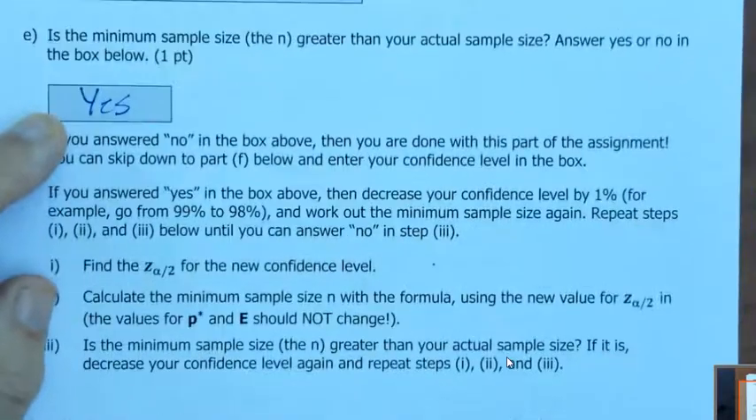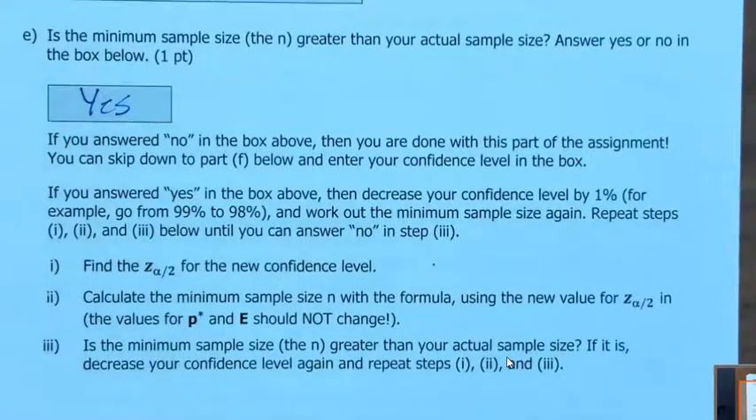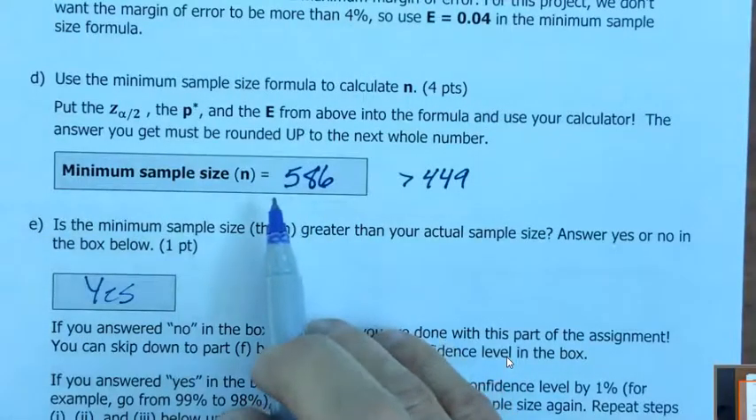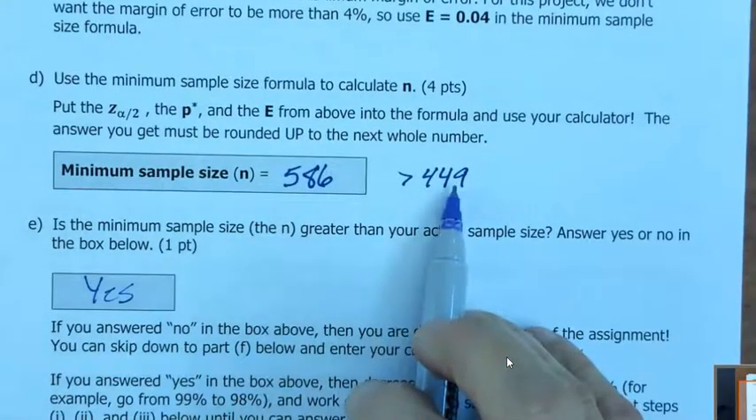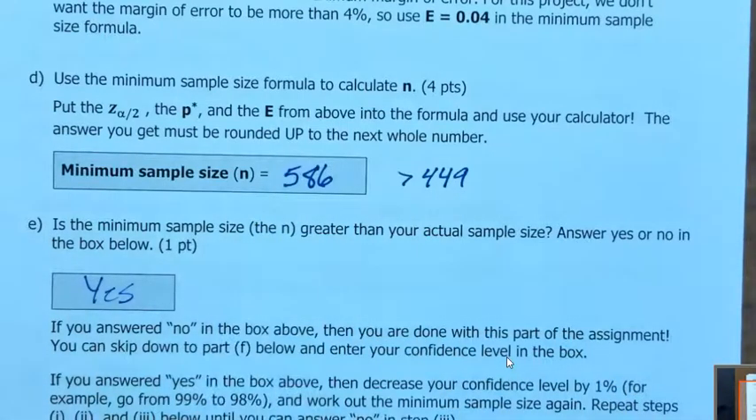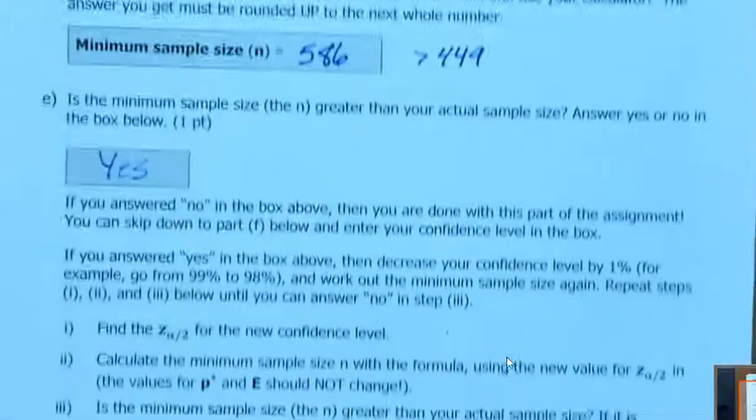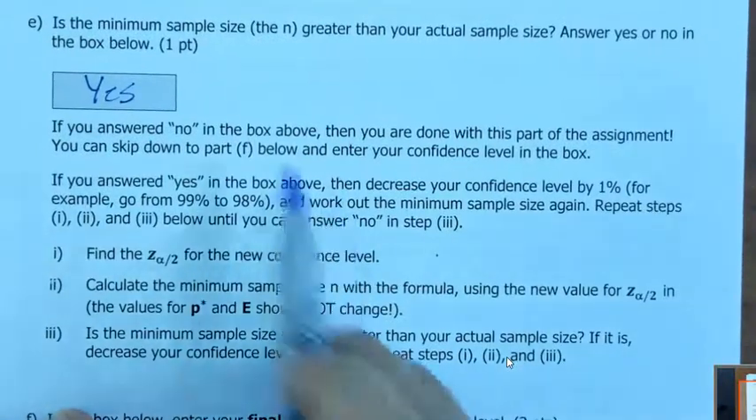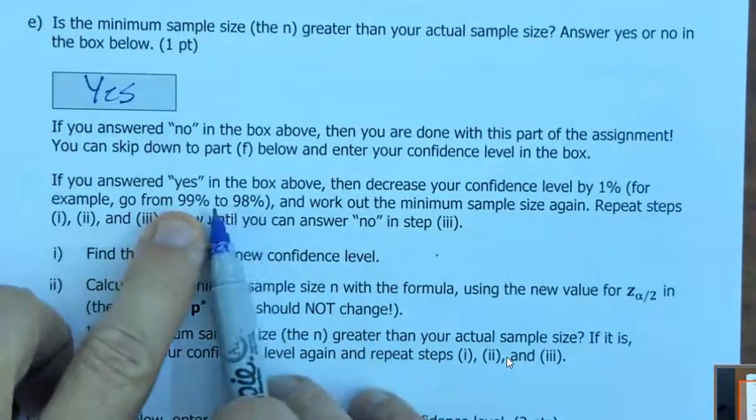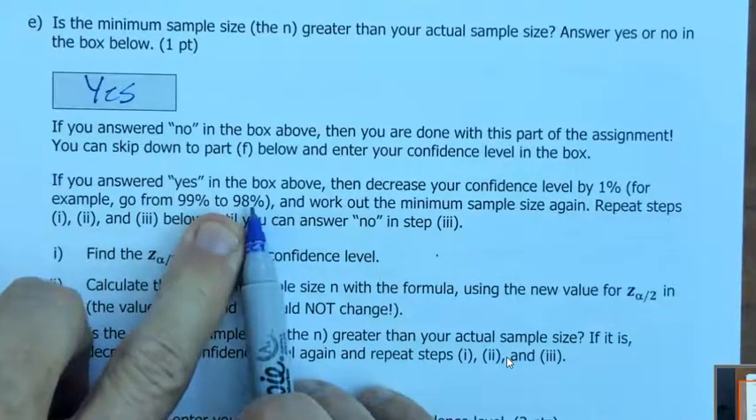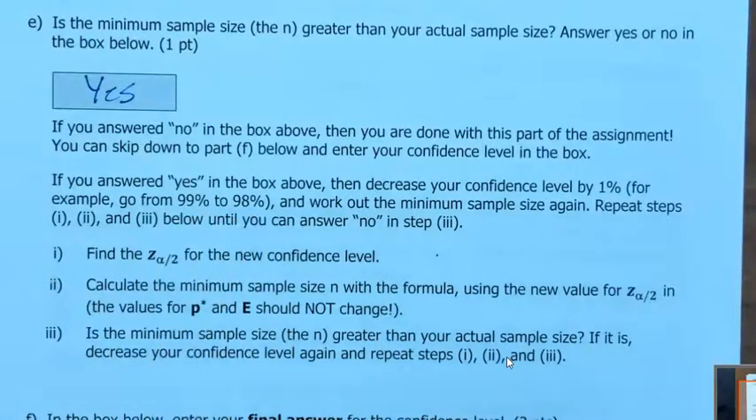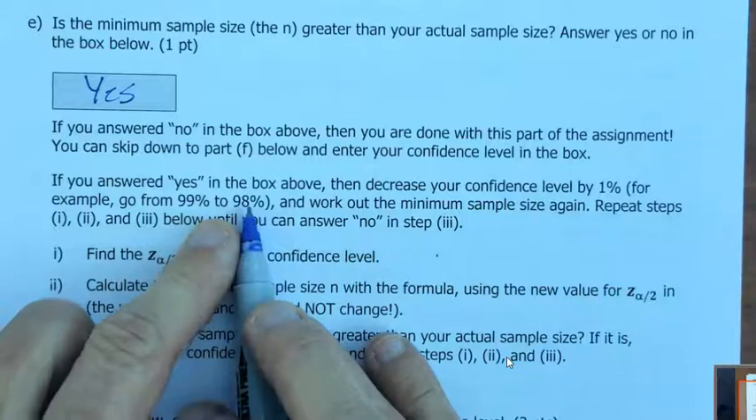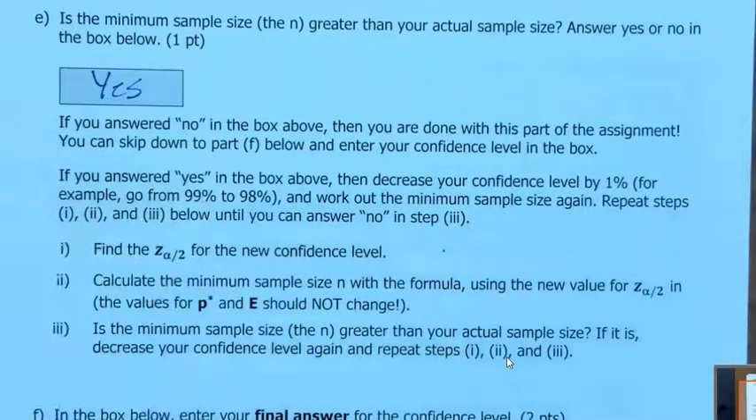But since it turned out to be a yes, I'm going to have to go back and change my confidence level, because the confidence level I chose, 99%, won't work with the sample size I have. My minimum sample size is too big with that confidence level. So what I'm going to do now is go back and change my confidence level down to 98%. Only go down by 1% at a time. We want you to have the highest confidence level that you possibly can. So if 99% won't work, I'm going to go back and try this with 98%.